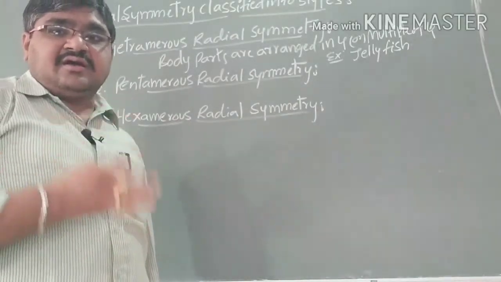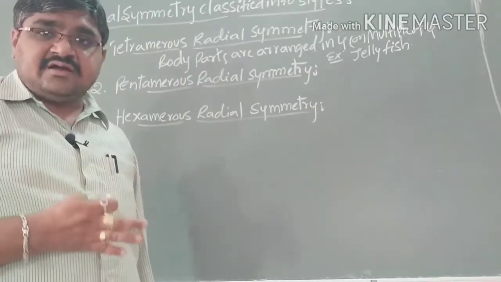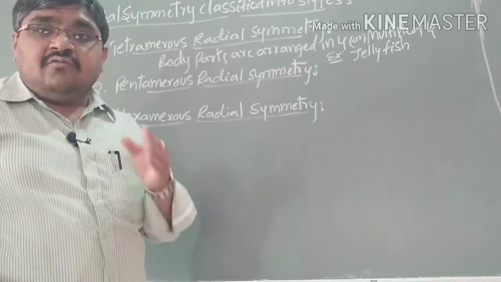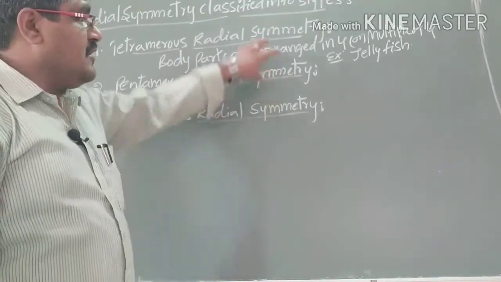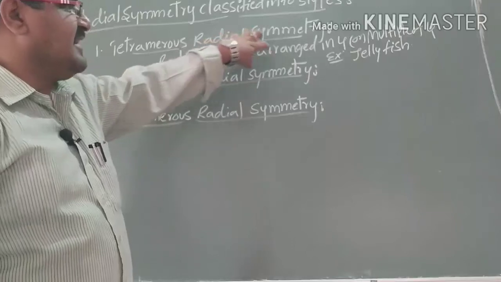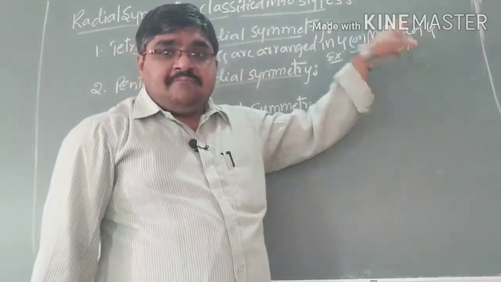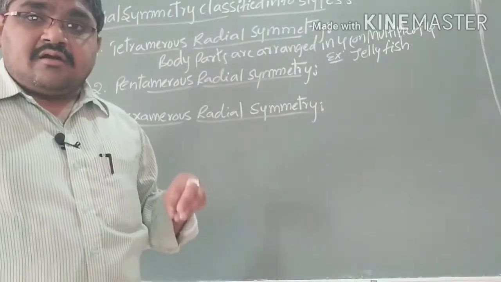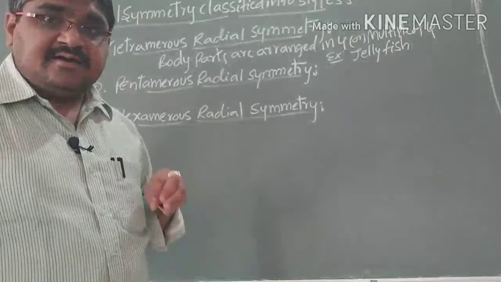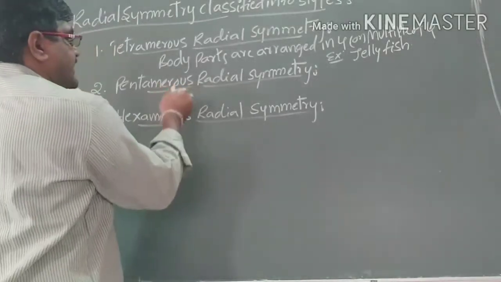That means when you cut the organism in any vertical plane along the central axis, if we cut here, we are able to get four identical halves. Then we can call them as the body parts arranged in the form of four or multiples of four. Then it is called tetramerous radial symmetry.